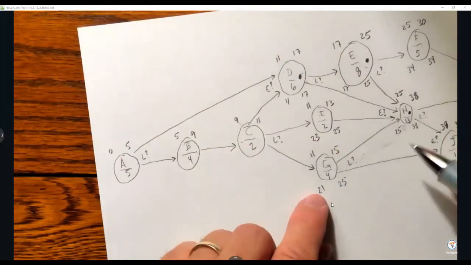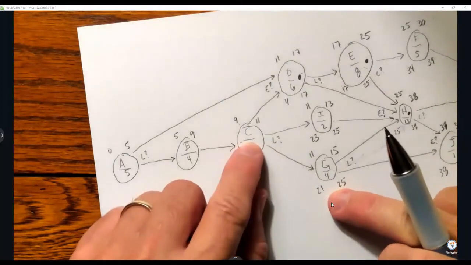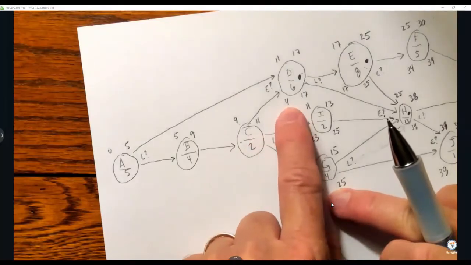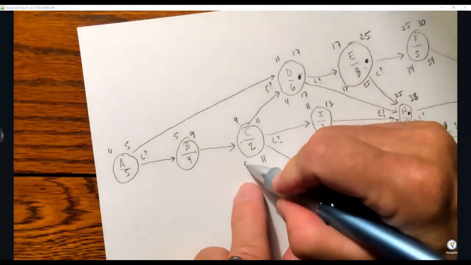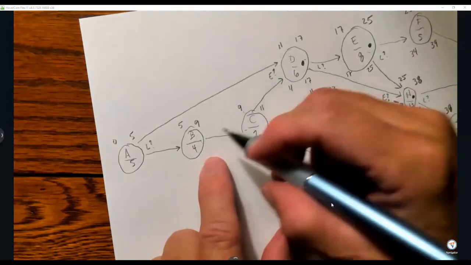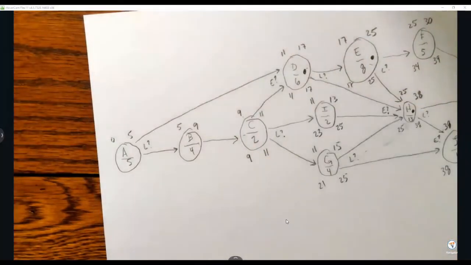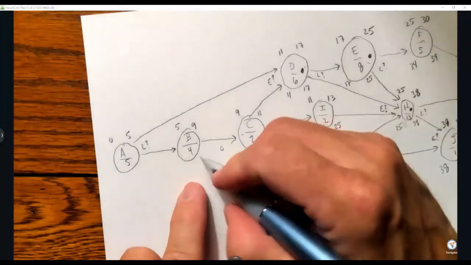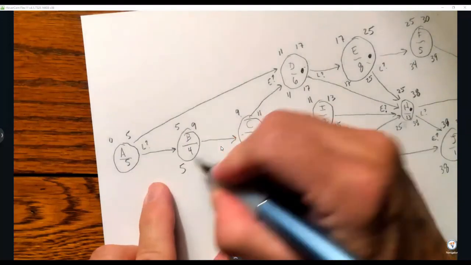Over here, we have to decide between these three. This one is 21 coming in here. This is 23. But this one is 11, so we're going to do 11. 11 minus 2 is 9, and we're on the home stretch. This one is a simple one. This one is 9, so 9, and 9 minus 4 is 5.